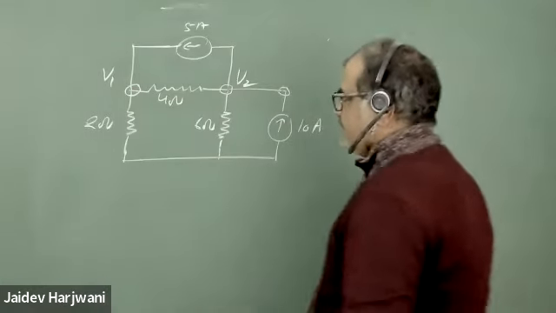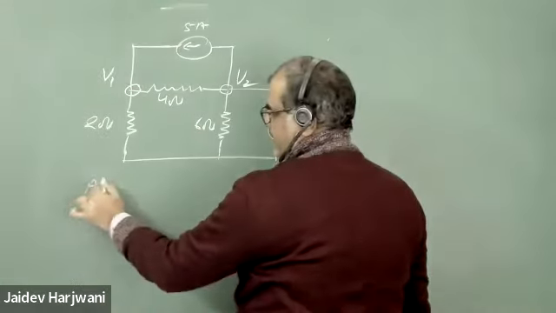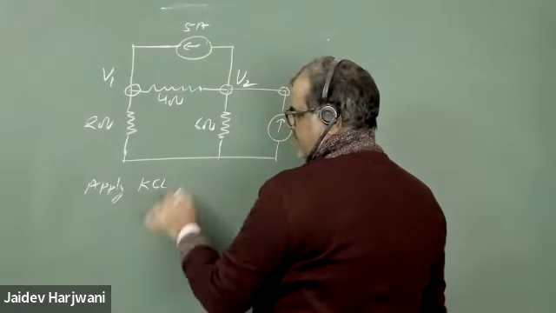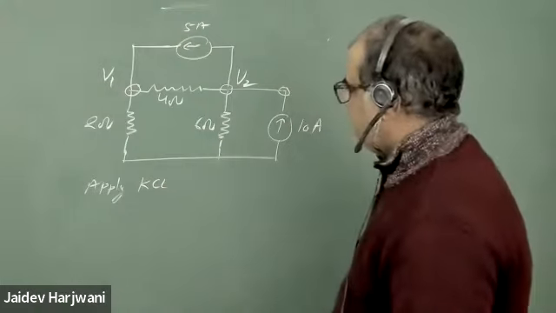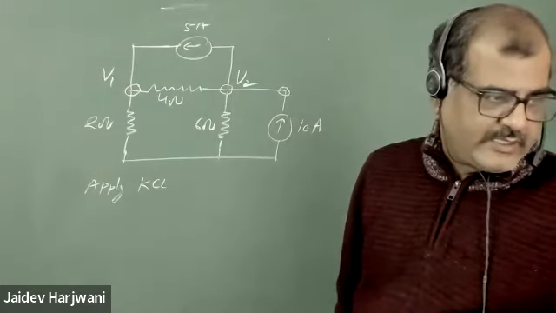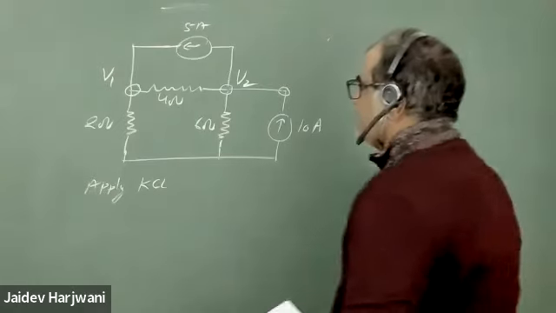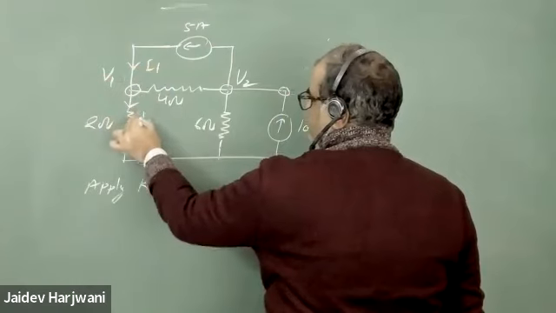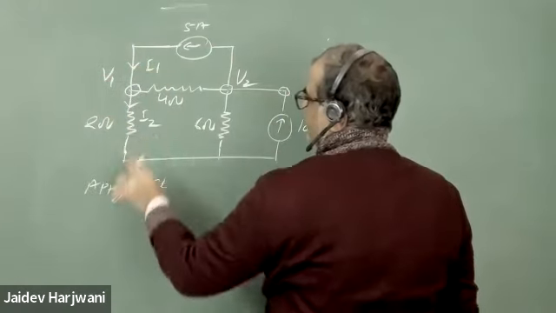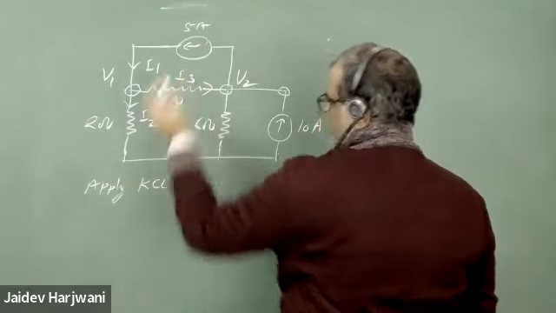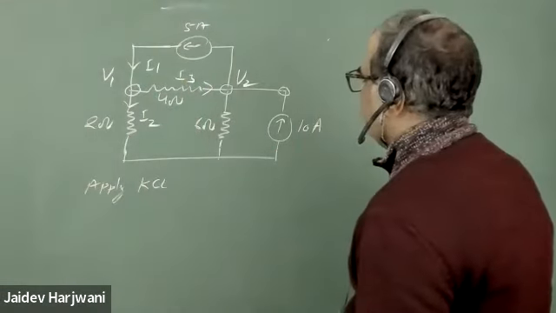Now apply KCL at node 1. Okay. Before I apply KCL, let me define the currents. So you can choose the current. Okay. So this current is coming. Say this is I1. Say this is I2. I'm taking this current outgoing. So this is my outgoing current. You can choose whatever you want. This is a choice. Okay.